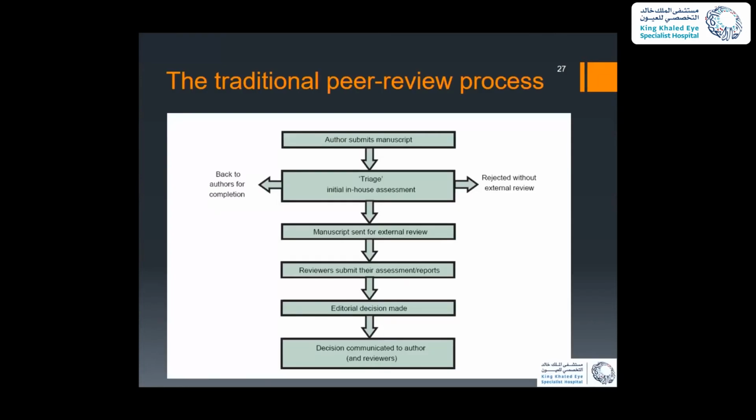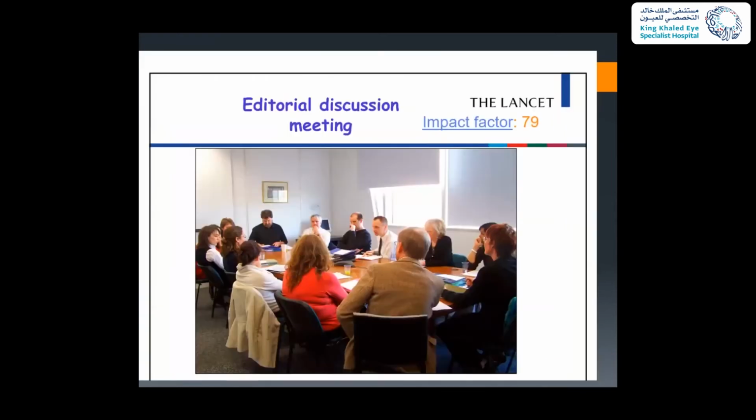For example, this is a traditional peer review process. The author submits the article, and there is a triage, and most of the papers get rejected at that level. That's why I mentioned, please pay careful attention to writing the abstract. A good abstract can increase the chances of acceptance. And this is the Lancet editorial meeting.